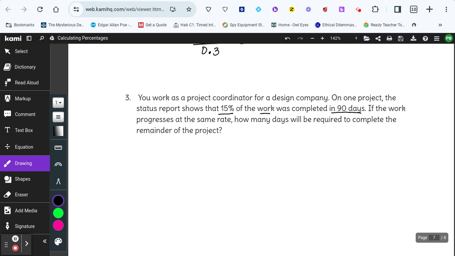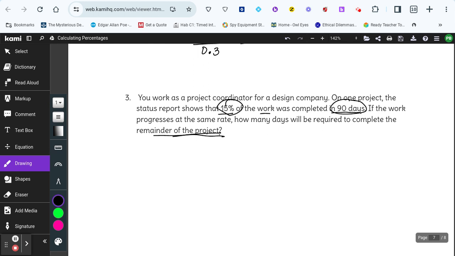All right, so if the work progresses at the same rate, how many days will be required to complete the remainder of the project? So I don't know. Let's ask about how many days it's going to take to do the whole thing. So again, I'm only giving a part. I'm giving 90 days and the percent. So 90 days represents 15% of that whole thing. I don't know how many days in all it's going to take.